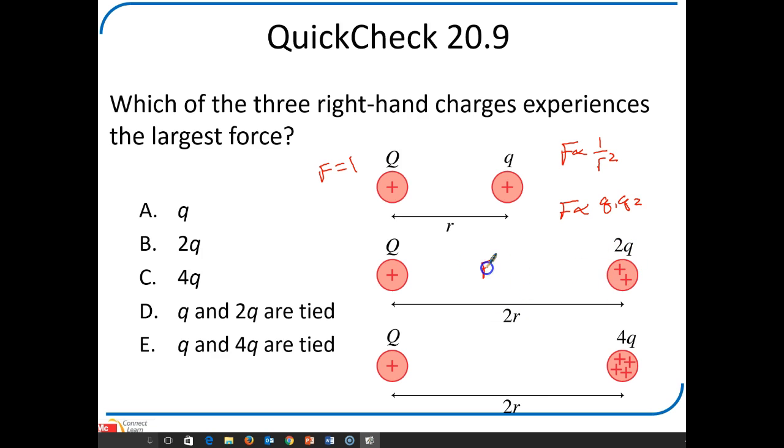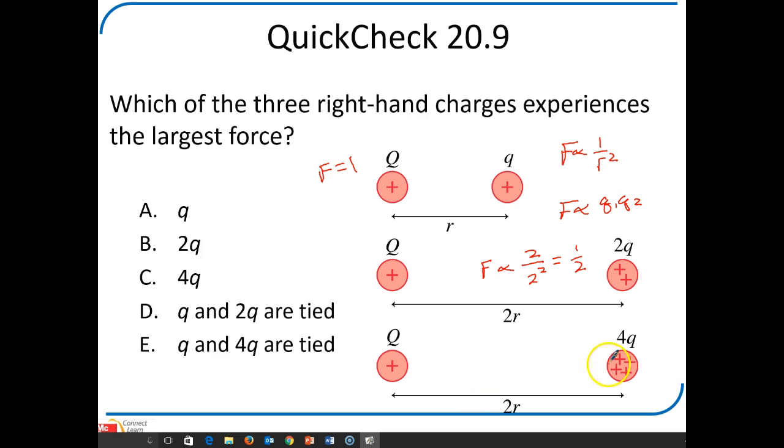So this would be F is proportional to Q1 times Q2, so 2Q times Q would be 2, over double the distance, so 2 squared on the bottom. That would be 2 over 4, which would be 1/2. So this cannot be the answer.